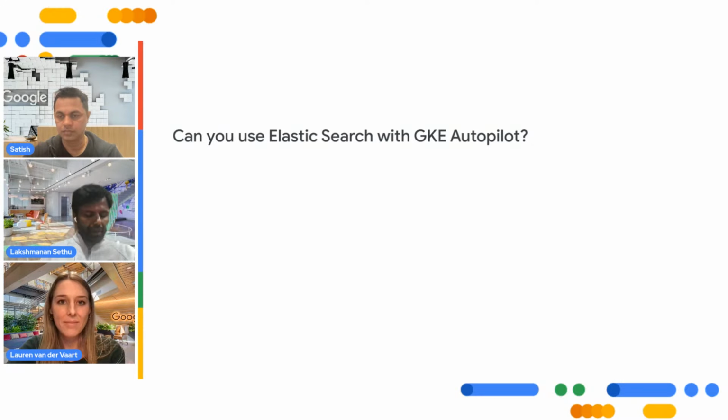Satish, if you have any points around that, feel free to add them. No, I think you pretty much covered it. We need clarification. But if I assume this question is more about whether we can run Elasticsearch on GKE Autopilot, the answer is yes, straightforward. And we can share the link as well in terms of how to configure it.